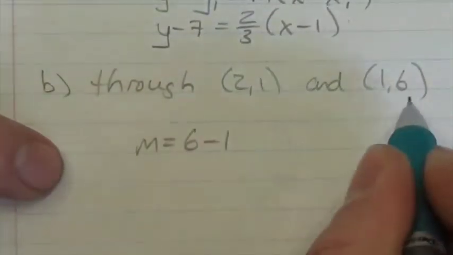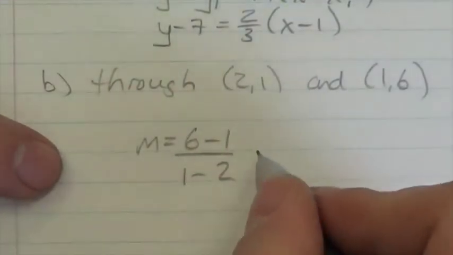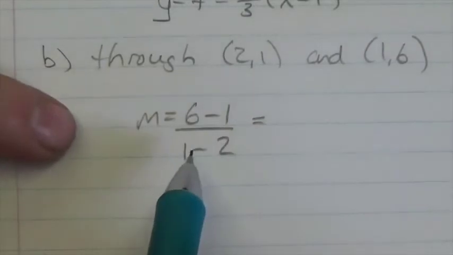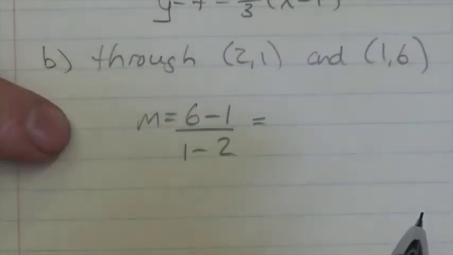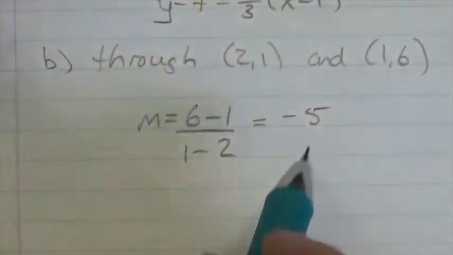And that will be y2 minus y1 over x2 minus x1. All right, well 6 minus 1 is going to be 5. 1 minus 2 is negative 1. 5 over negative 1 is going to be negative 5. And so there's my slope.